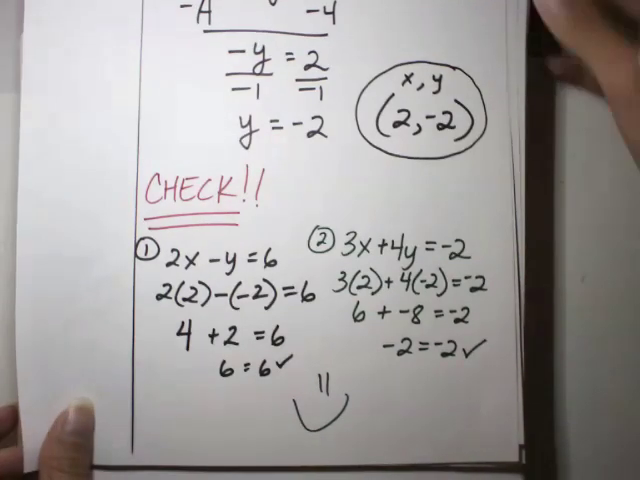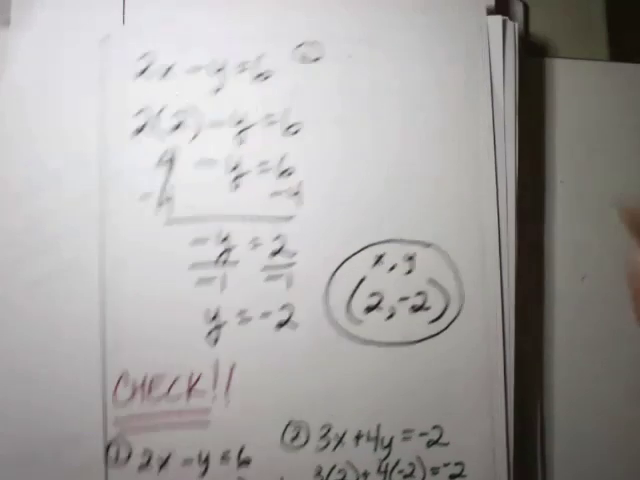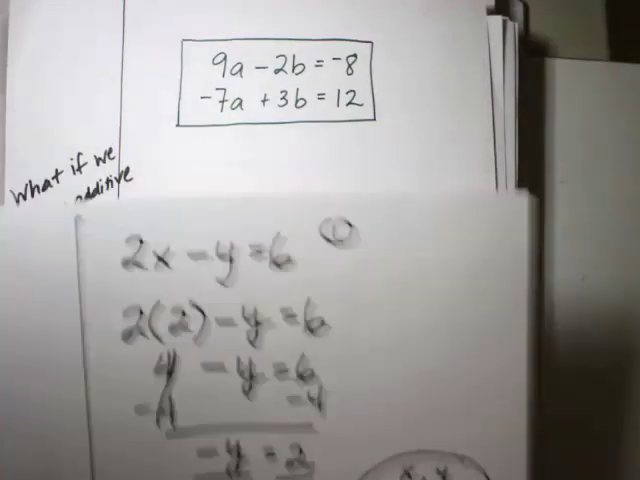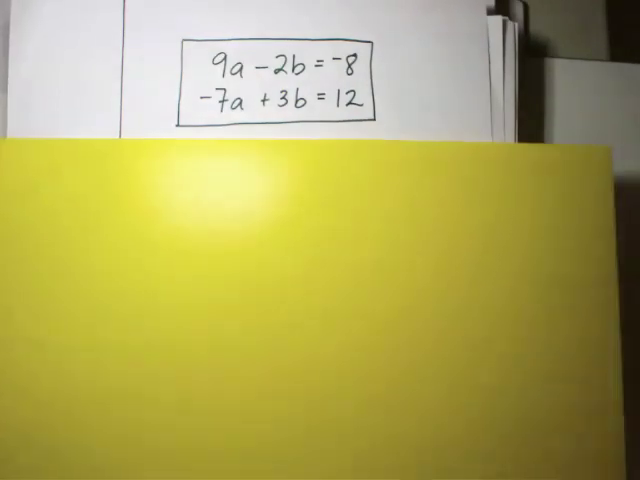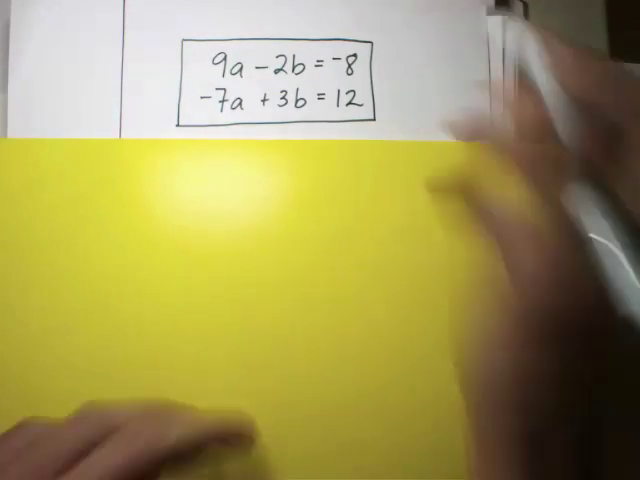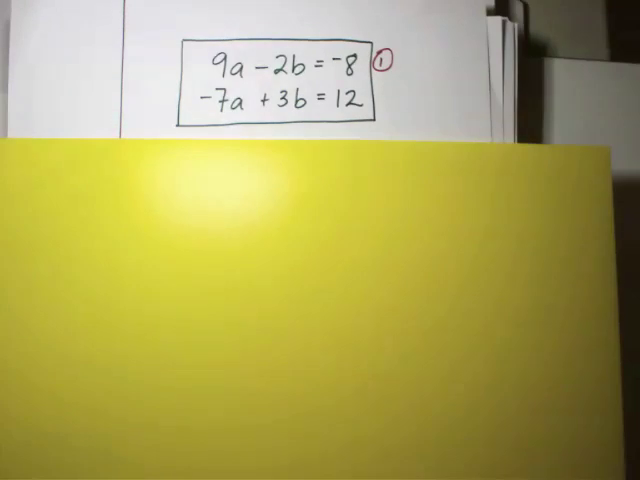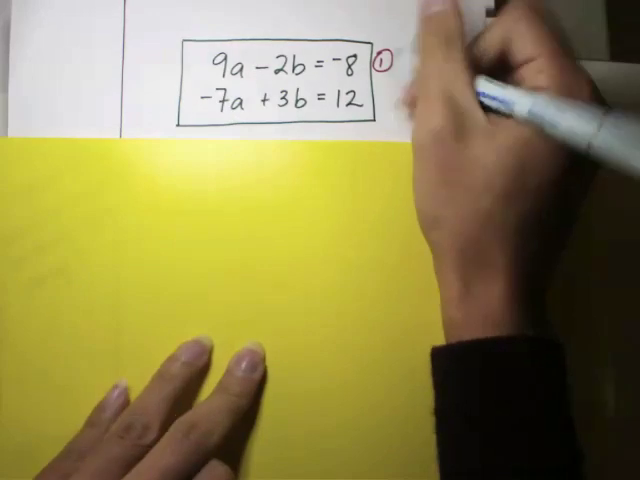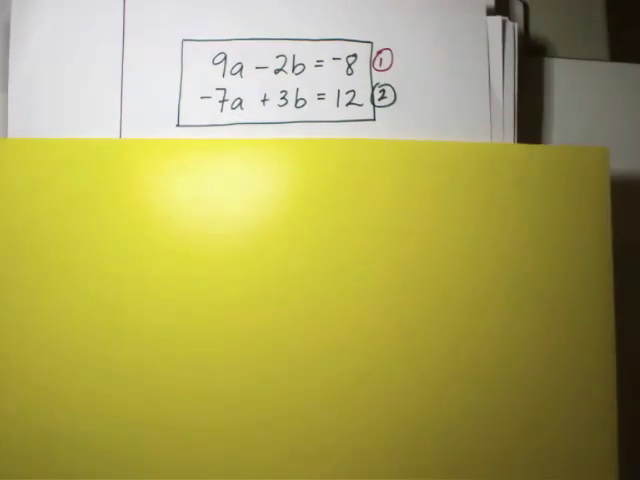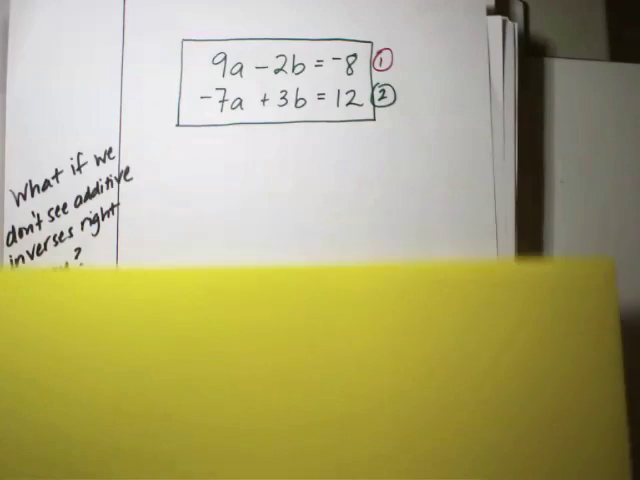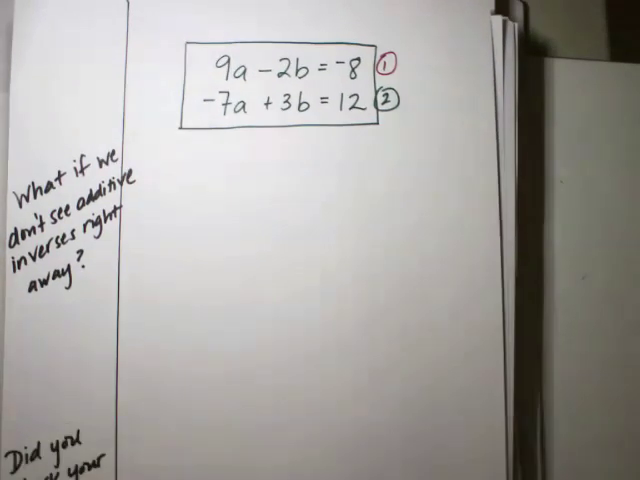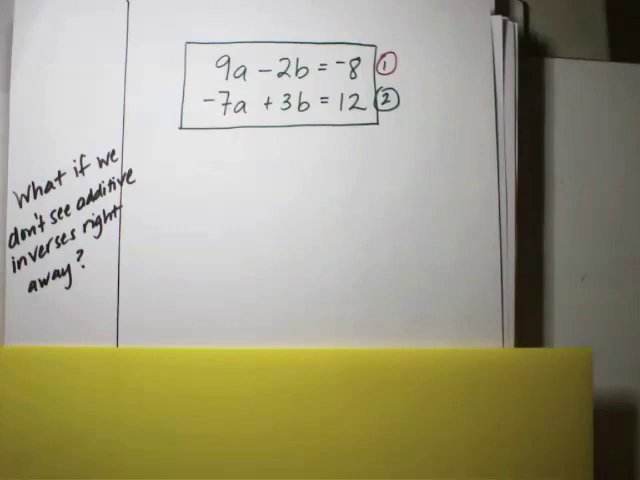I'm going to show you an example now of a different problem. You have these two equations, equation number 1 and equation number 2. Notice that in this problem, it's not so apparent which variable you can eliminate. What if you don't see additive inverses right away?